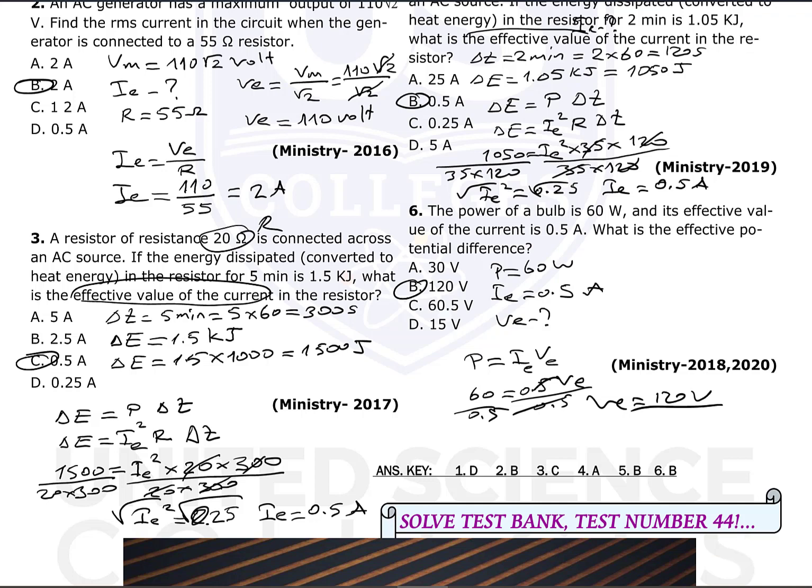So these are the answer solutions of the pure resistance in AC circuit.